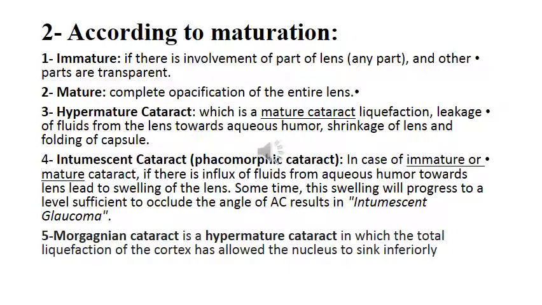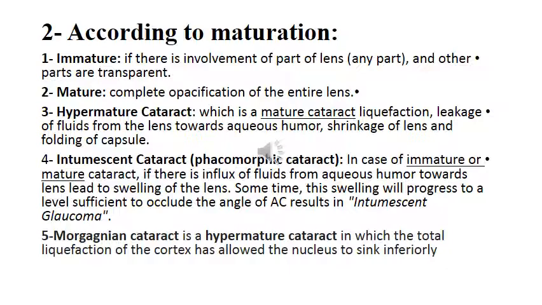Hypermature cataract, in which it is a type of mature cataract where there is liquefaction and leakage of fluid from the lens toward the aqueous humor. So the content of the lens is now shrunken, smaller. This will result in shrinkage of the lens capsule and folding. On examination, we can see a shrunken capsule, smaller size of the lens. This is a type of hypermature cataract in which fluid leaves the lens into the aqueous humor.